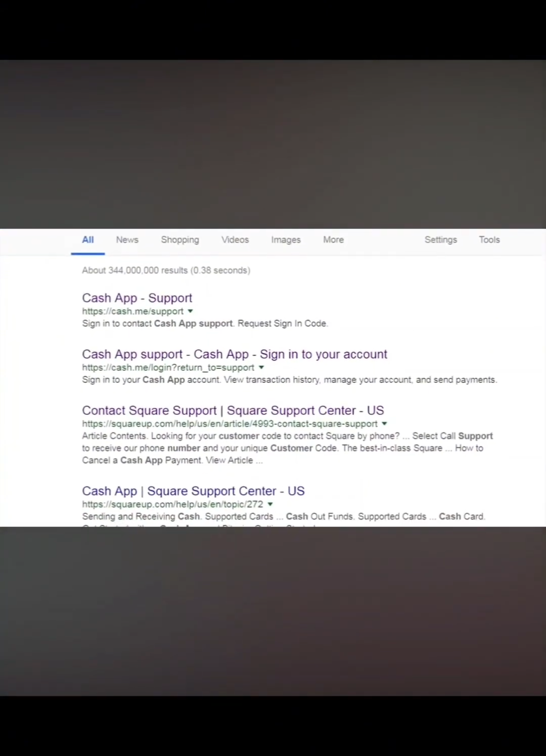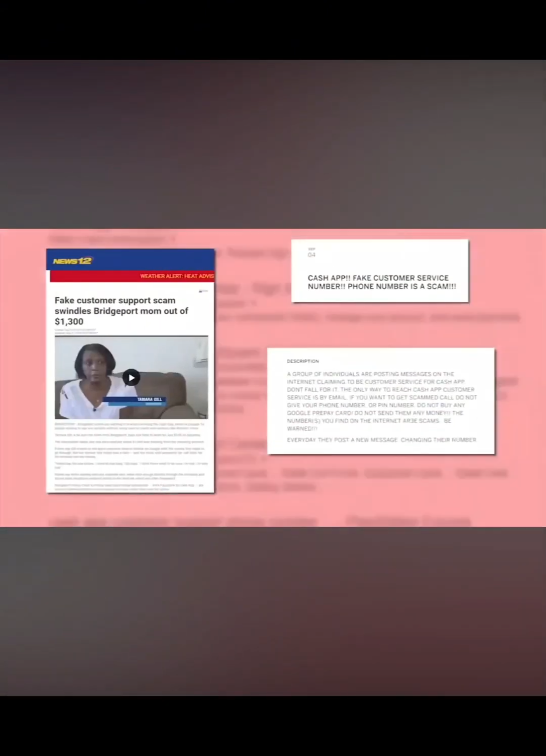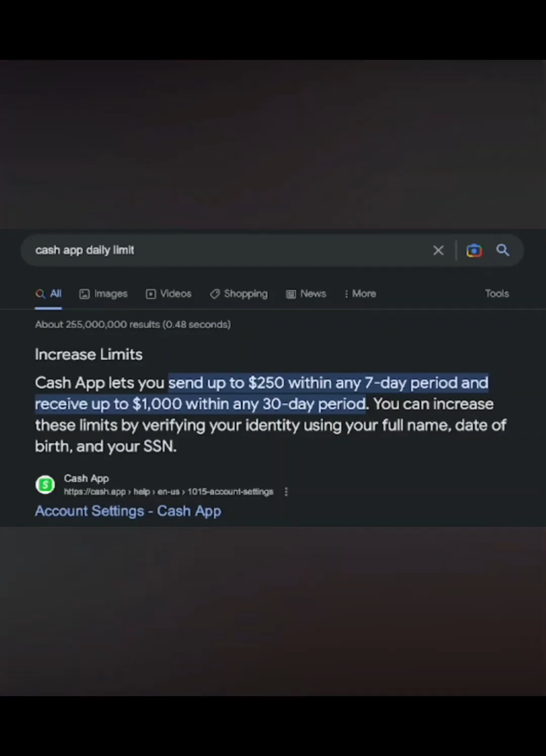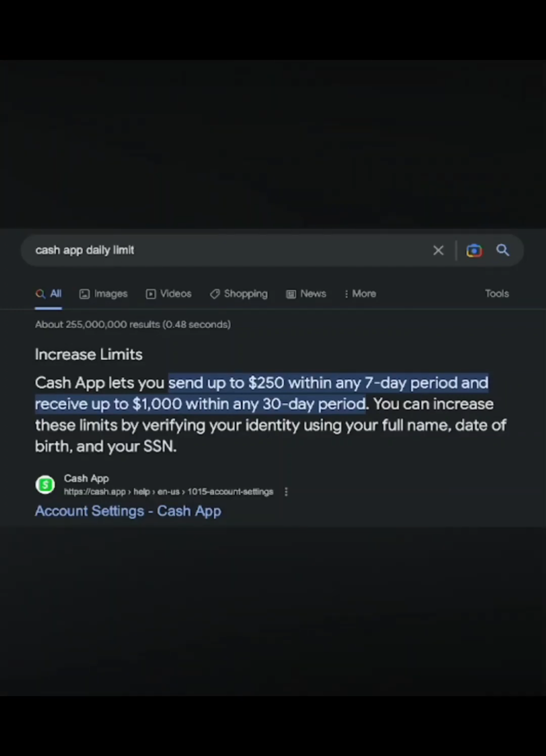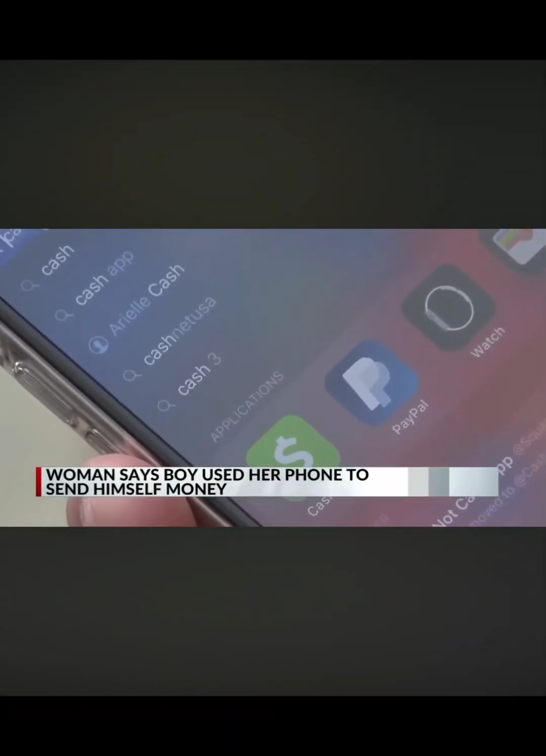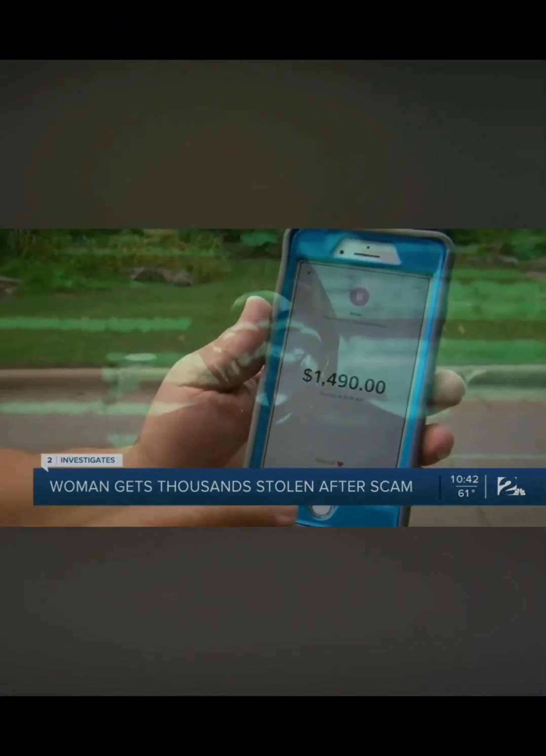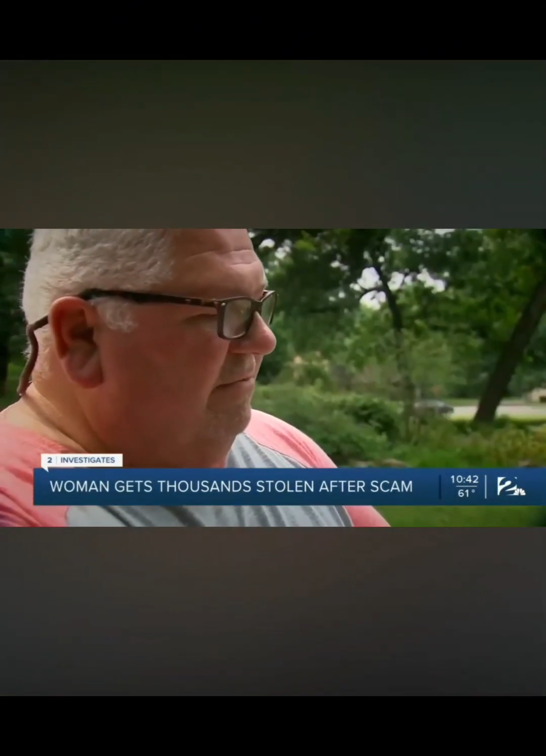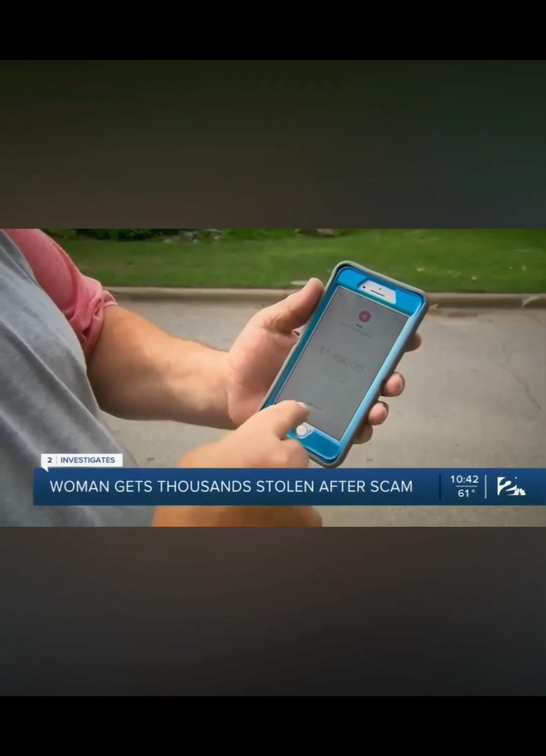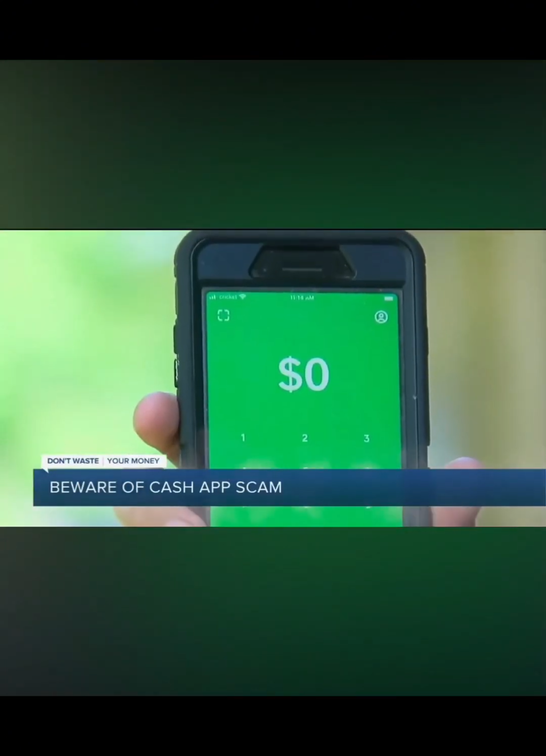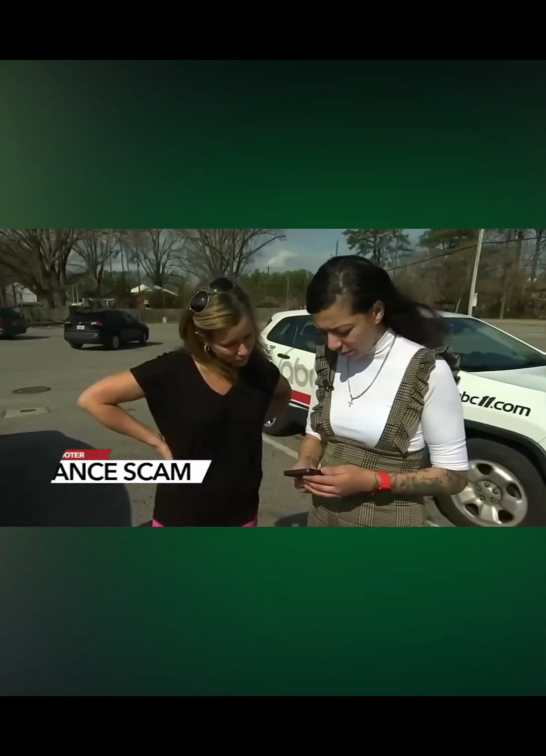And they will then go on to add small increments onto their Cash App balance, because Cash App only lets you send up to $250 within a 7-day period. And they only let you receive up to $1,000 within a 30-day period. Now you can increase these limits by verifying your identity using your full name, date of birth, and your SSN. So these scammers will use the stolen information they obtained to verify the account, right? And get these weekly and monthly limits lifted off of their account. So they can then go on to wipe this person's whole account down, right?